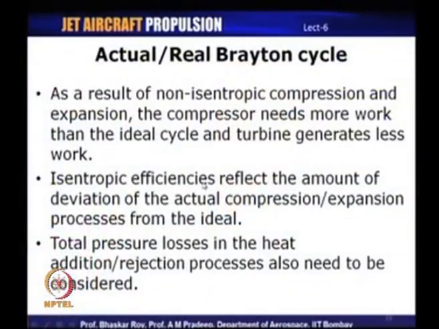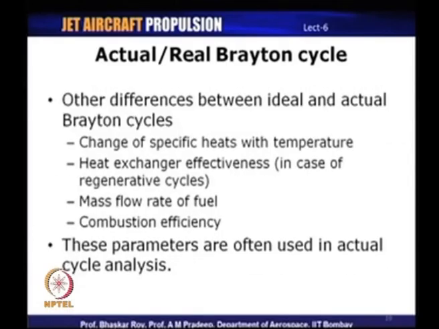So, as a result of this non-isentropic compression and expansion, the compressor obviously needs more work than the ideal cycle and the turbine generates less work than the ideal cycle. So, isentropic efficiencies, as we have defined them now, reflect the amount of deviation the actual compression or expansion processes have from the ideal, and the total pressure losses which occur in the heat addition or rejection processes will also have to be considered, so that we can have an analysis of the cycle which is different from that of an ideal cycle.